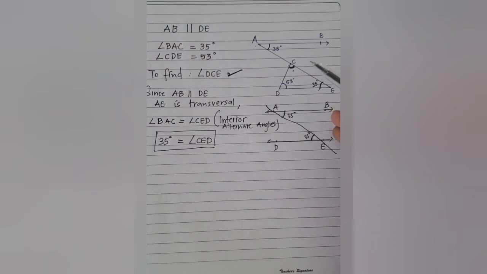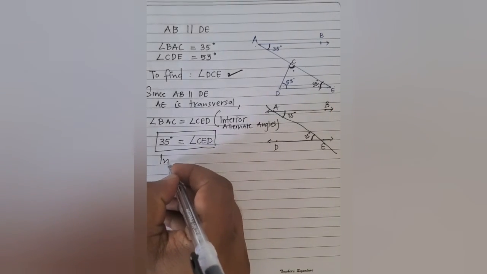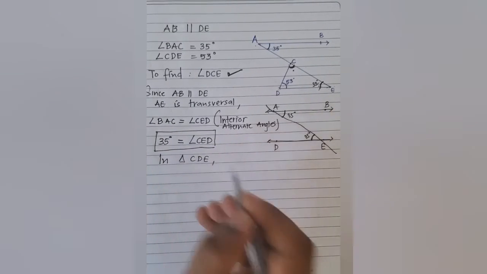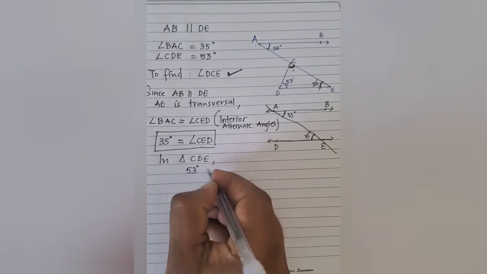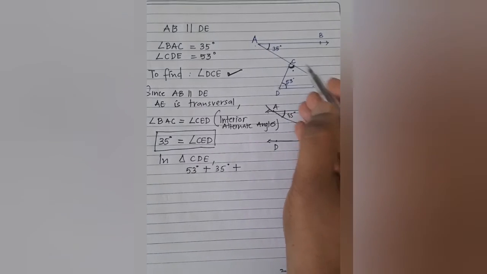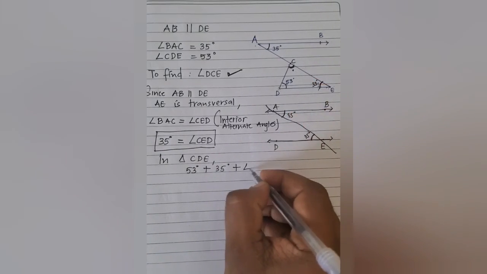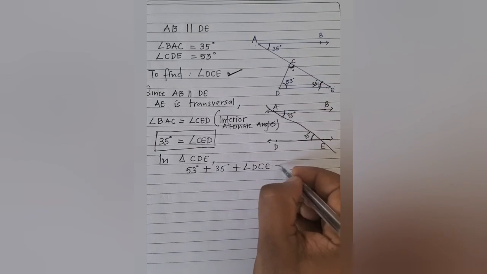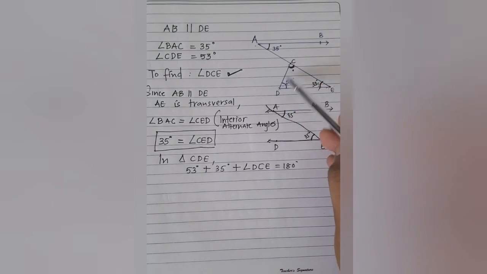Now if you observe, here I have a triangle, triangle CDE. And the sum of the three angles of a triangle has to be 180 degrees. I've got two angles already. Can I get the measure of the third angle? Yes, let's do that. So in triangle CDE, I've got 53 degrees, I've got 35 degrees, plus 53 plus 35 plus this angle, angle DCE, should be equal to 180. What's the reason? Angle sum property.